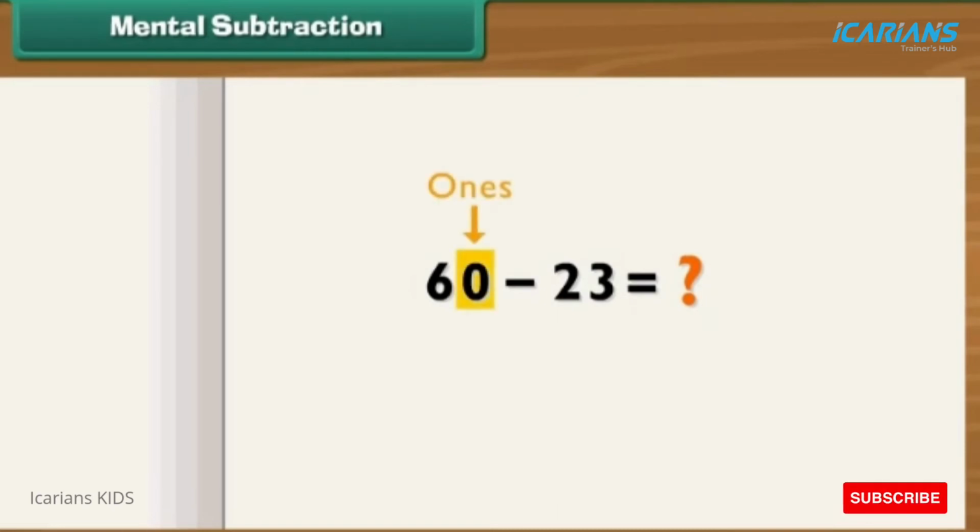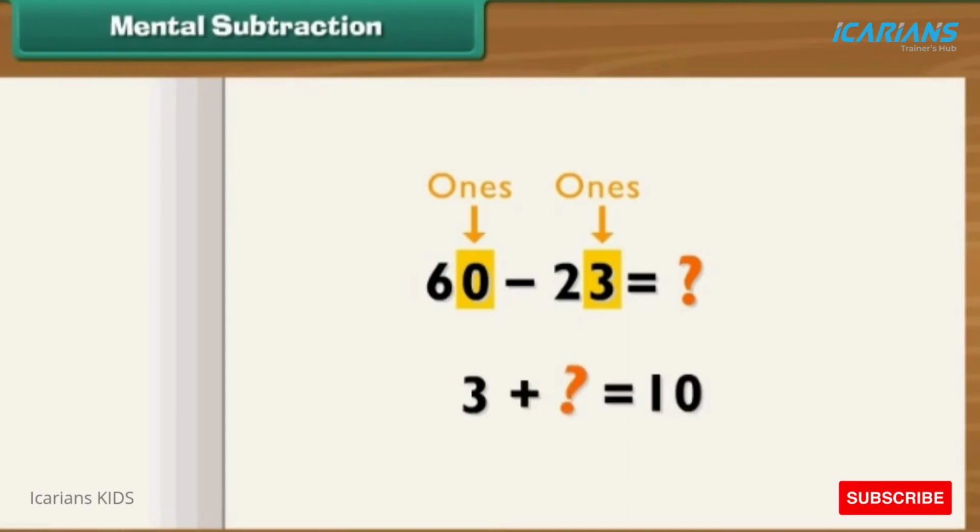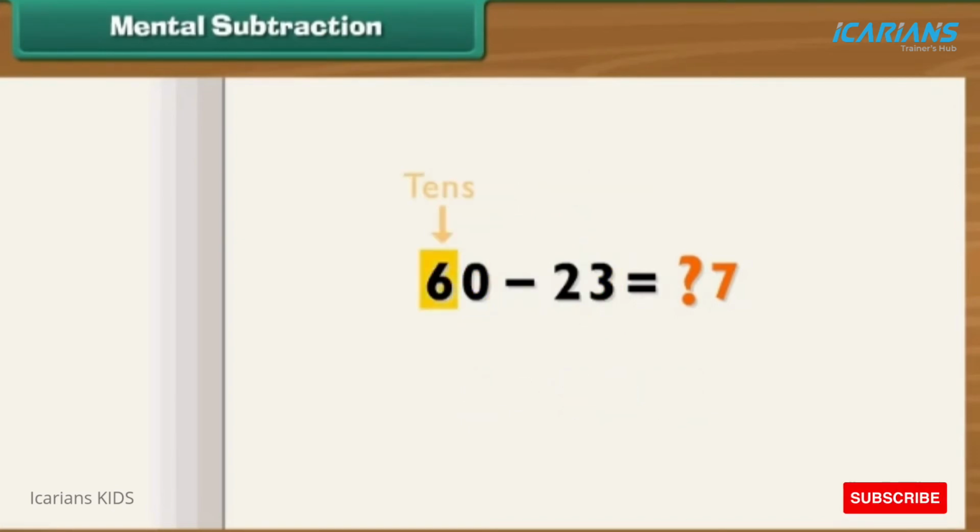The ones place of 60 is 0 and the ones place of one of the numbers is 3. So we have to find what should be added to 3 to make it 10. 7 is to be added to 3 to make the sum 10. Thus, the ones place of the second number is 7. The tens place of the sum is 6. We already have 2 as the tens place of one of the numbers.